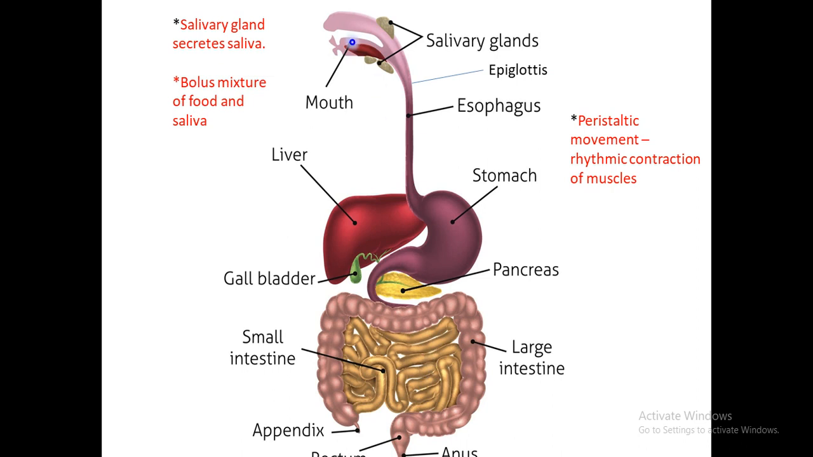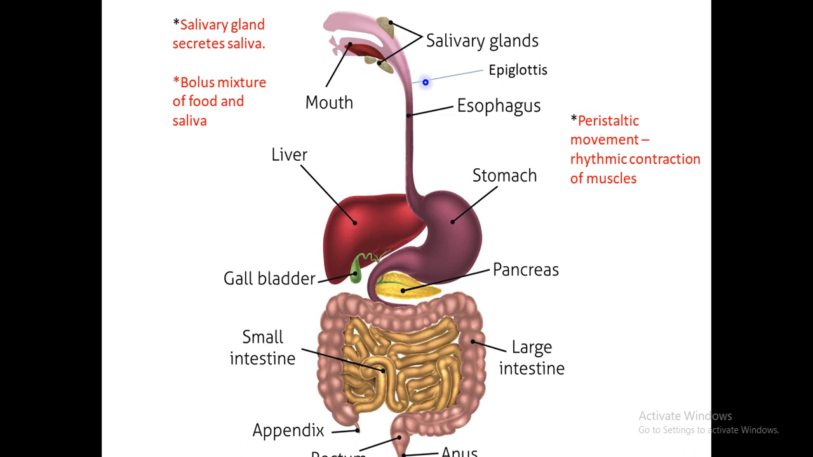In the mouth, when the food is chewed by the teeth, the tongue also helps in mixing the food with the saliva. The saliva is secreted by the salivary glands. The saliva has the capacity to break down the starch in the food into sugar, and also it softens the food. Now the mixture of food and saliva is called as the bolus.